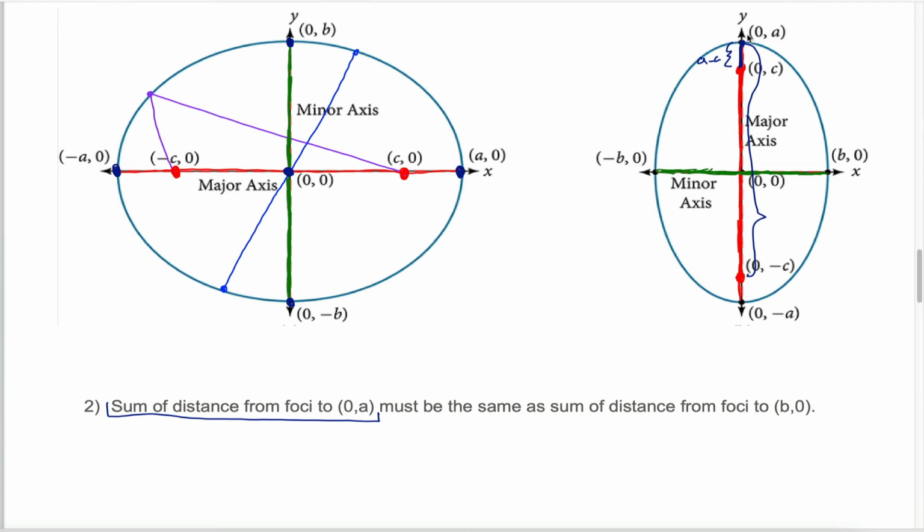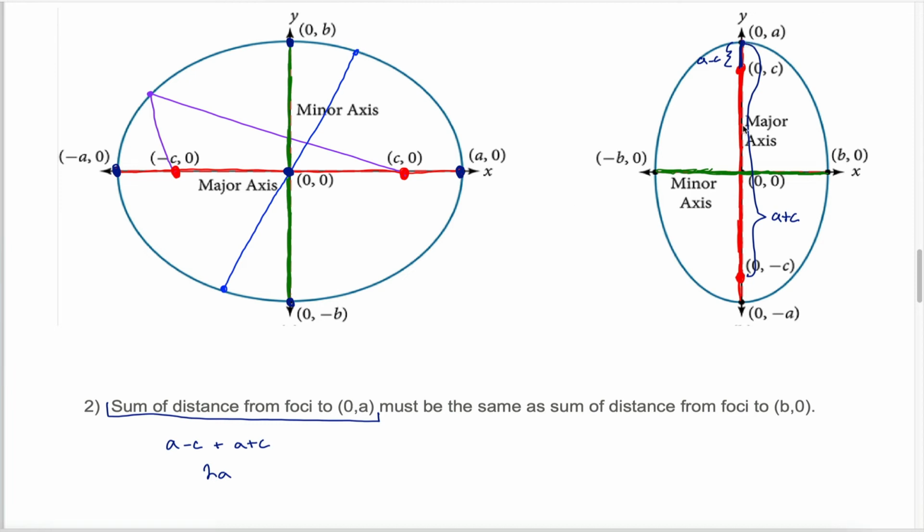The distance from the center up to the top is a. The distance from the center down to this focus is c. So the total distance is a plus c. I want the sum of those two distances, so I want a minus c plus a plus c. And when I simplify this expression, the c's cancel out, and I get 2a as my answer. The sum of the distances from the two foci to the point 0, a is 2a.